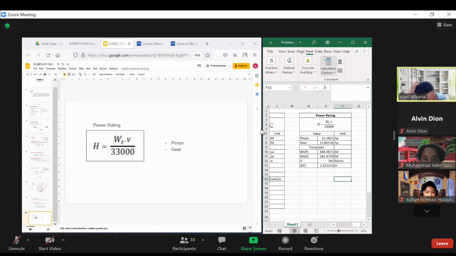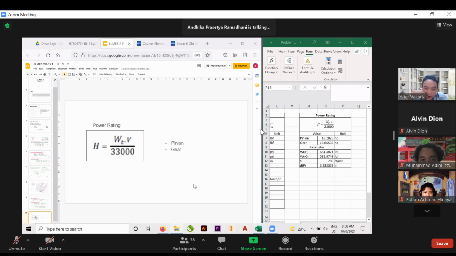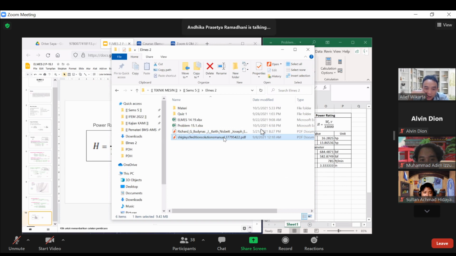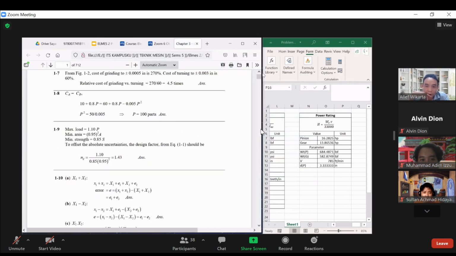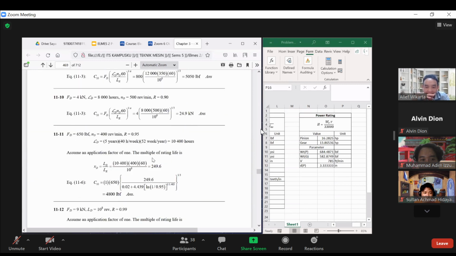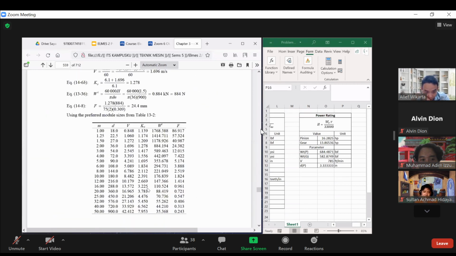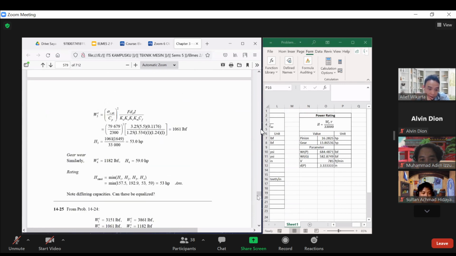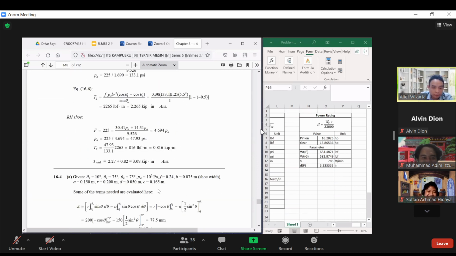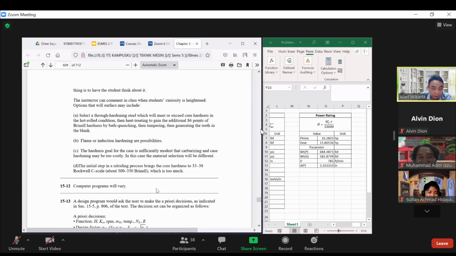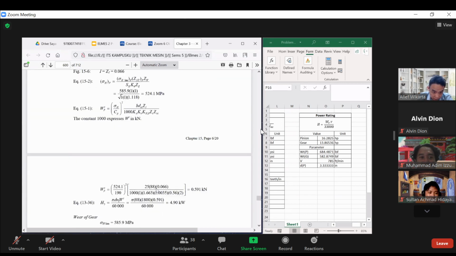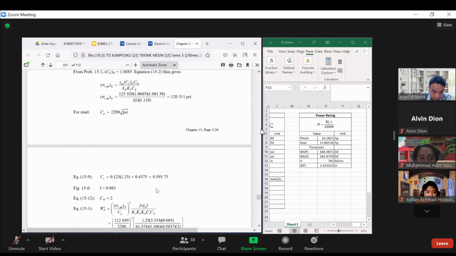So then what happened? AGMA bending. Have you checked it with the solution manual, Andika? Yes, I have checked, it's a little different. Sorry, sir, I open it again. 15.1, 16.